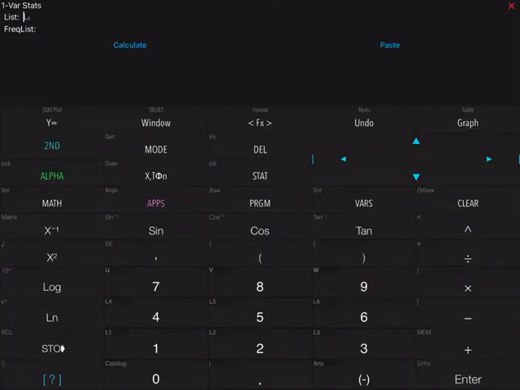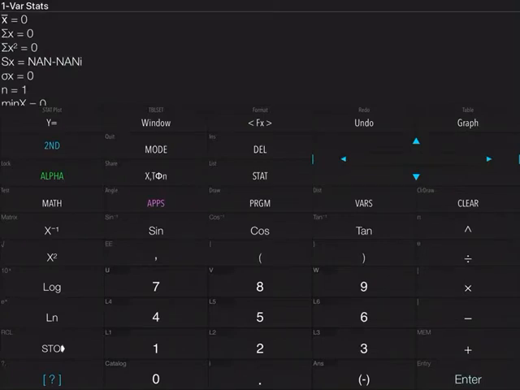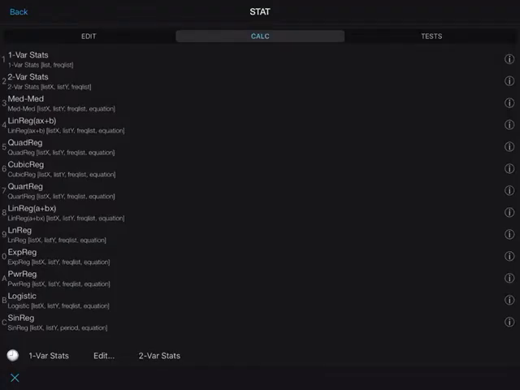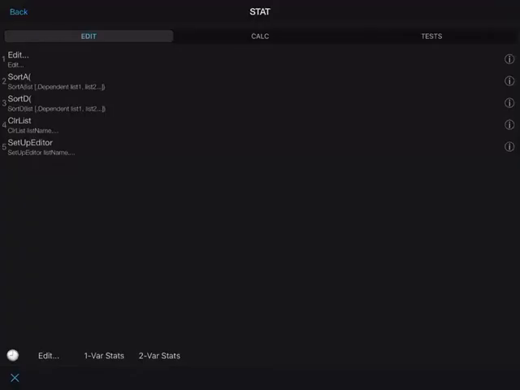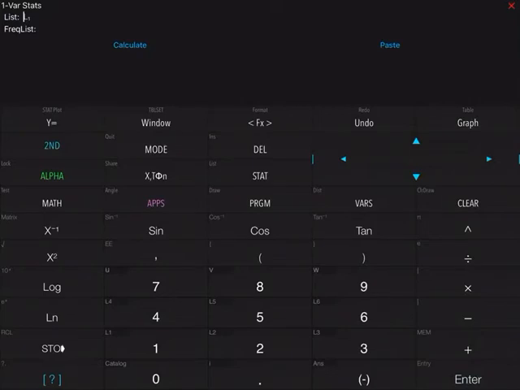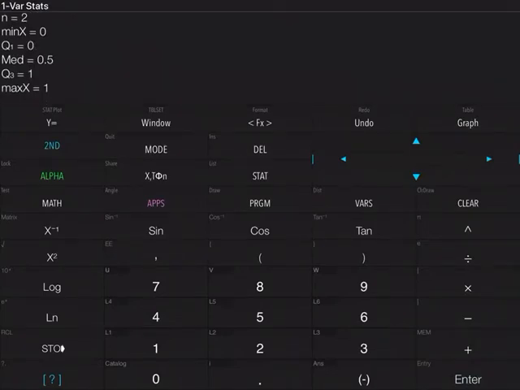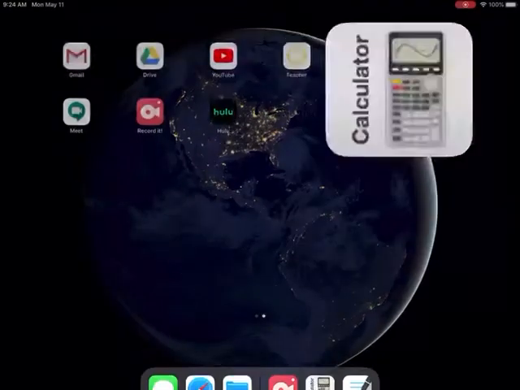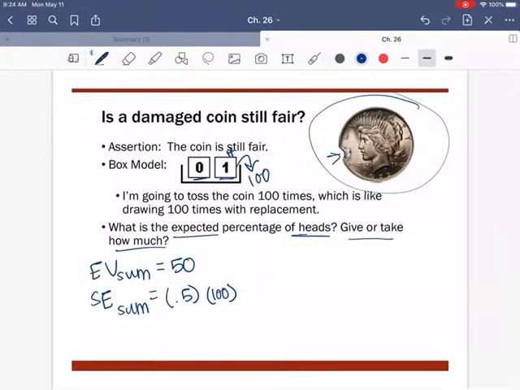stat, edit, 0 and 1. And then we can go stat, calc, one of our stats. And nothing's there. Stat, edit, 0. Oh, I didn't get the 1 typed in. That's why. Okay, so we can see the standard deviation is 0.5.